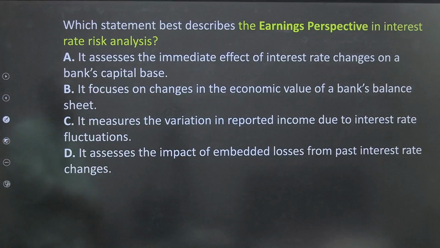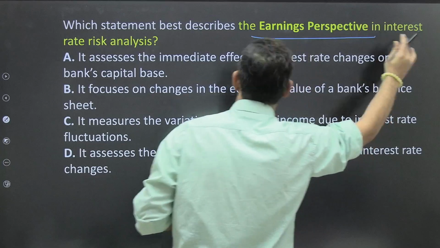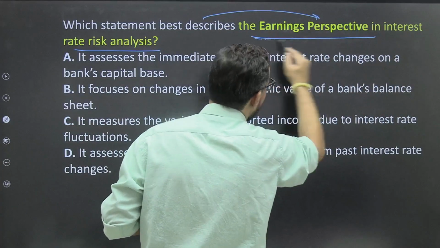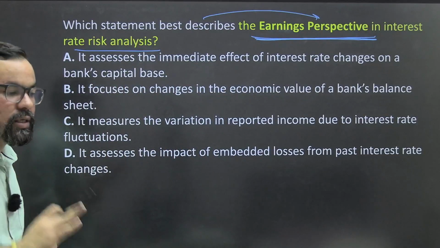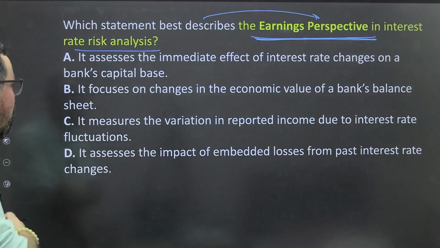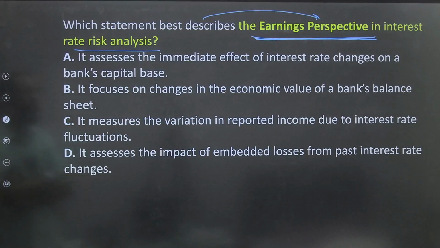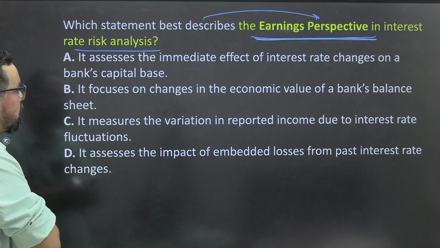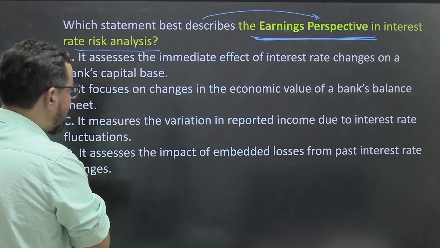Take the next one. Which statement best describes the earning perspective in interest rate risk analysis? Earning perspective. Okay, so we have three perspectives under interest rate risk analysis, so we will be discussing that particular one. If you talk about the earning perspective, it assesses the immediate effect of interest rate changes on the bank's capital base. It focuses on changes in the economic value of assets, balance sheet.